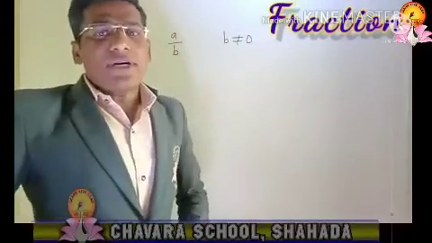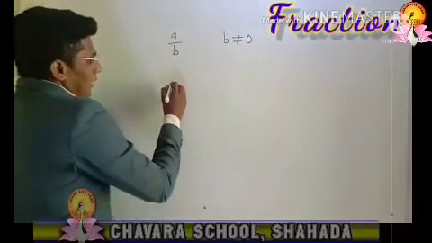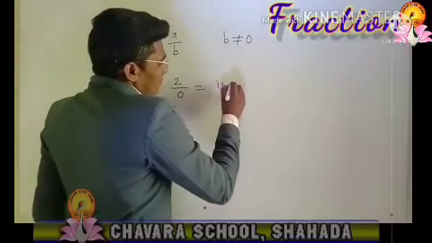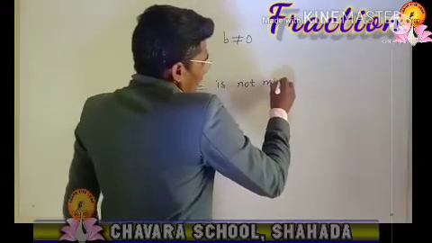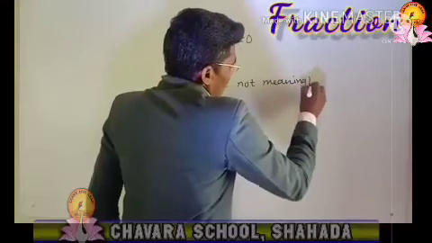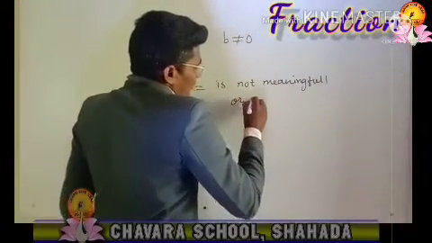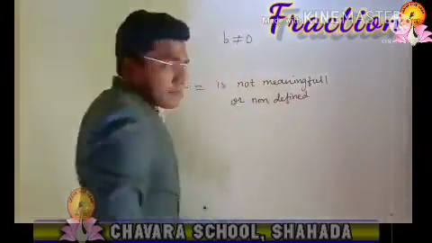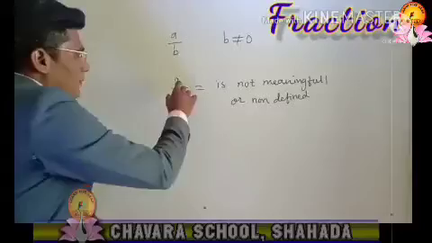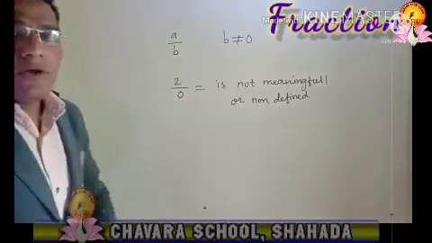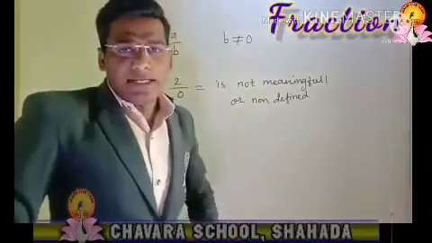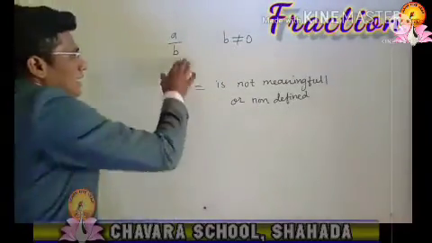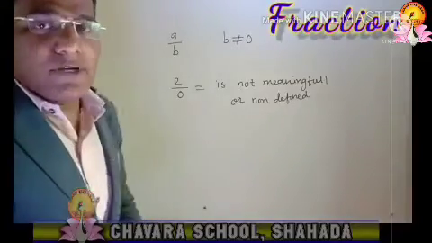As you learned in the first lesson, any value divided by 0 is not meaningful or not defined. That is why here the condition is that b is not equal to 0.